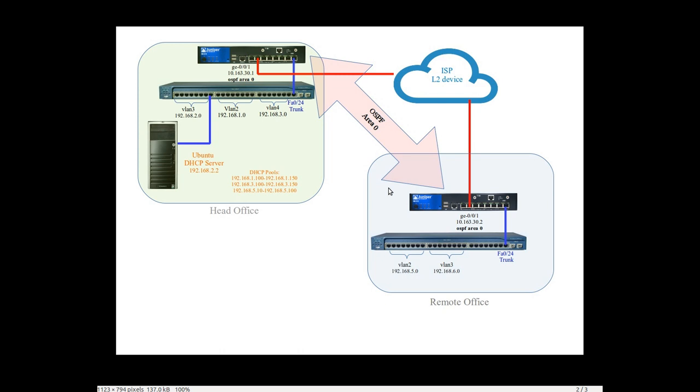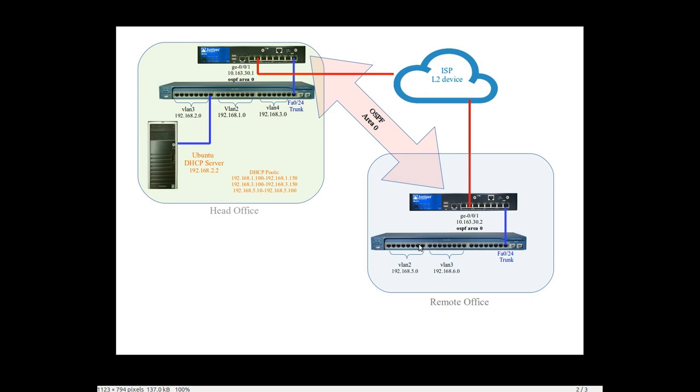In head office we have a layer 2 switch. This is a Cisco 2950 with configured VLANs on it and a different subnet on each VLAN. So SRX 210 acts as an edge router, and inter-VLAN routing is configured with a router on a stick design. The DHCP server is based on Ubuntu DHCP Server, and it's connected to VLAN 3.